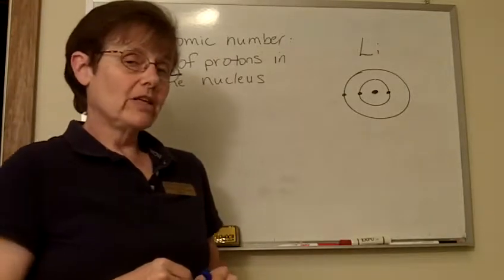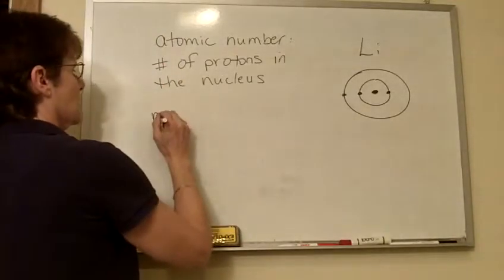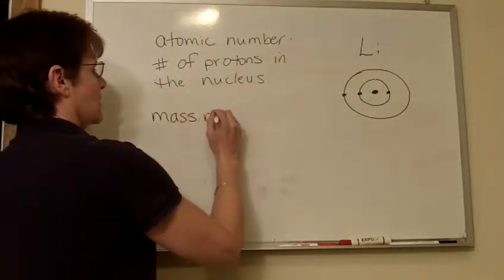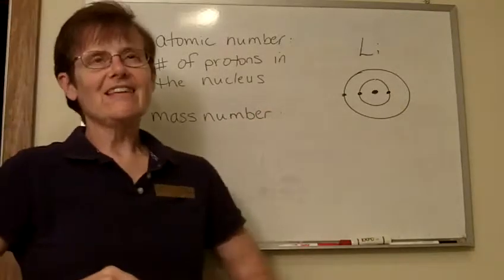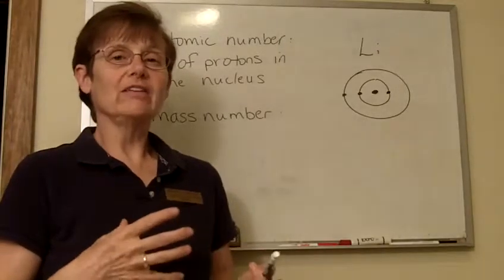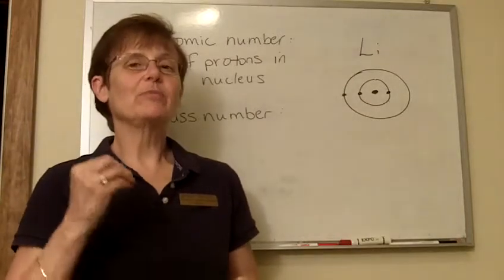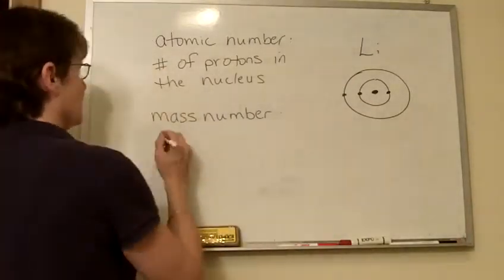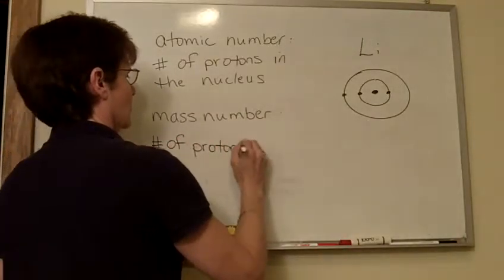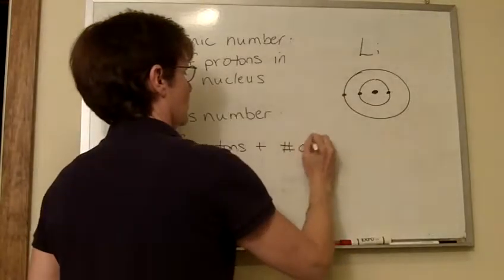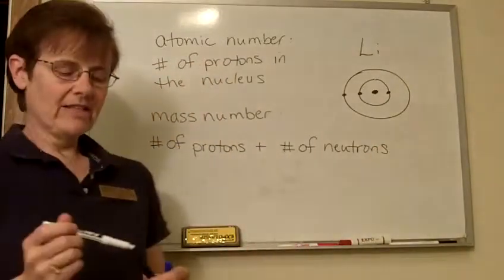All right, now a second thing that we can define here is mass number. And this is like a count of all the particles that have some significant amount of mass. So this is going to be the number of protons plus the number of neutrons. So that's our mass number.